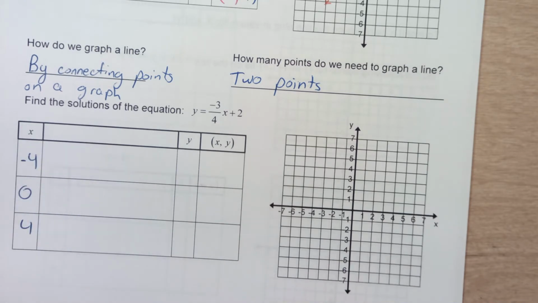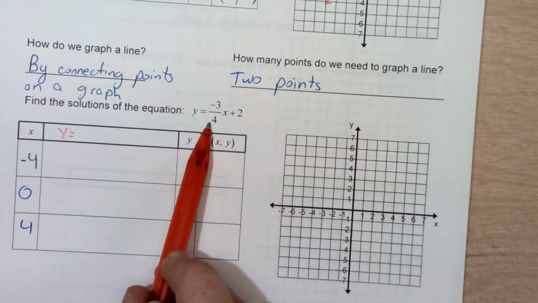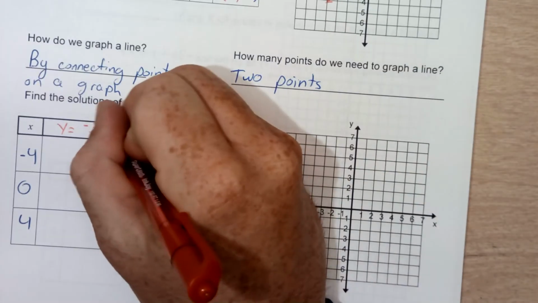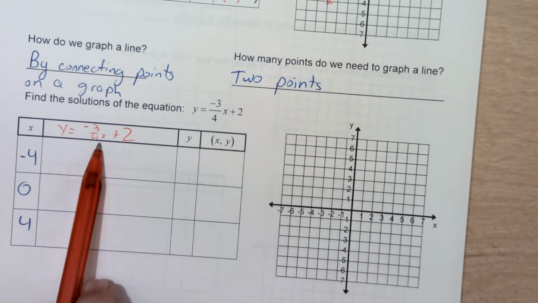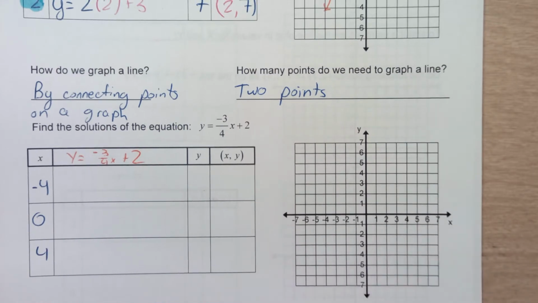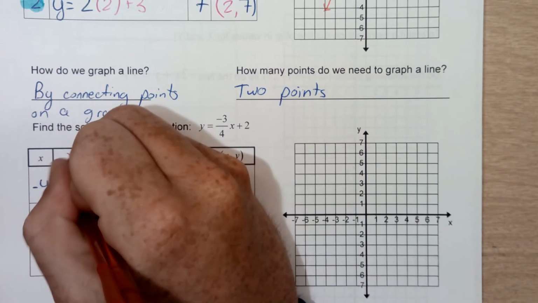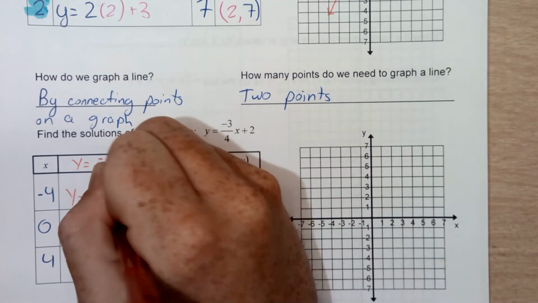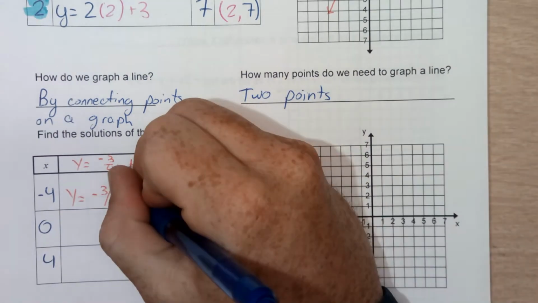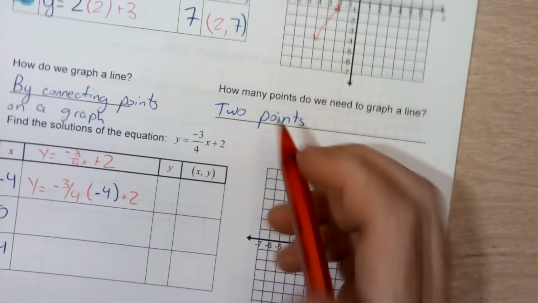Okay, so our equation for this is y equals, it's right here. See where I'm getting this from? y equals -3/4 x plus 2. When we plug in our x value, we'll find out what our y value is, and then we can graph this. So the first equation I'll be solving is y equals -3/4, and in parentheses, I'm not going to put x. I know what my x value is. It's going to be -4. And then I have plus 2.